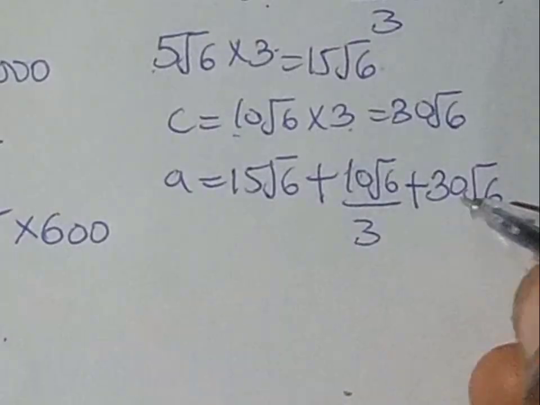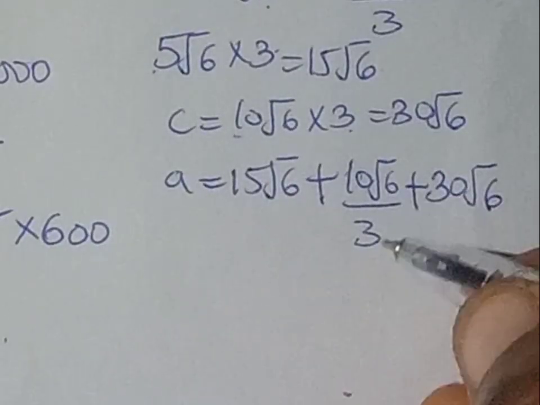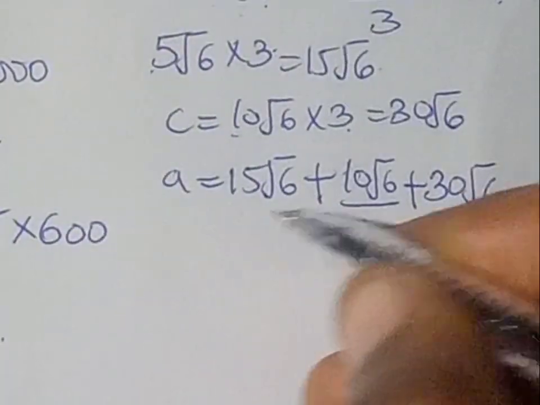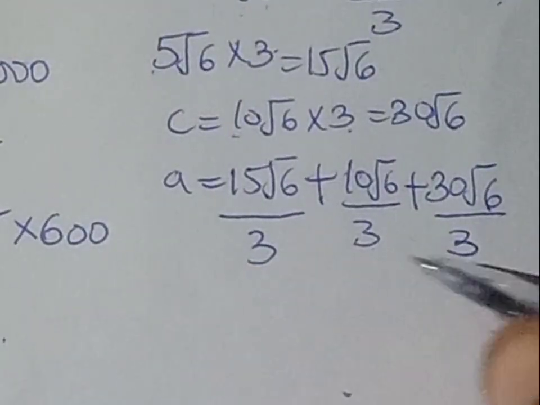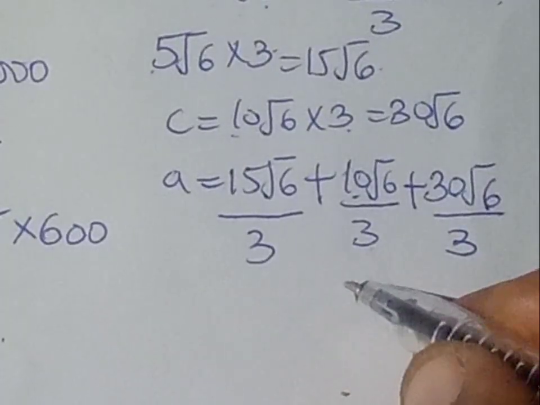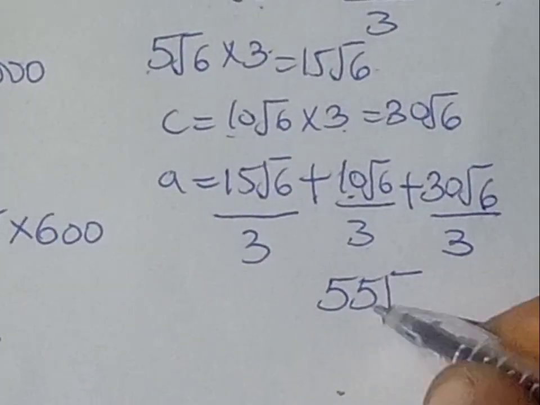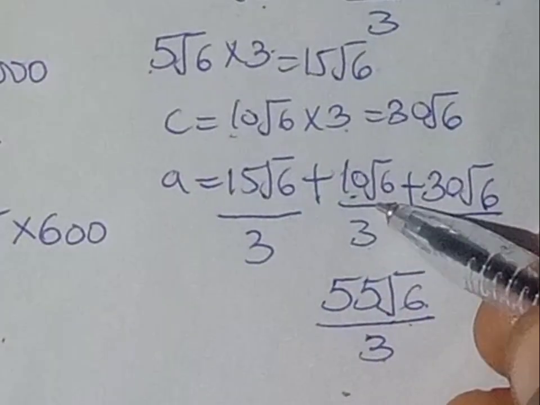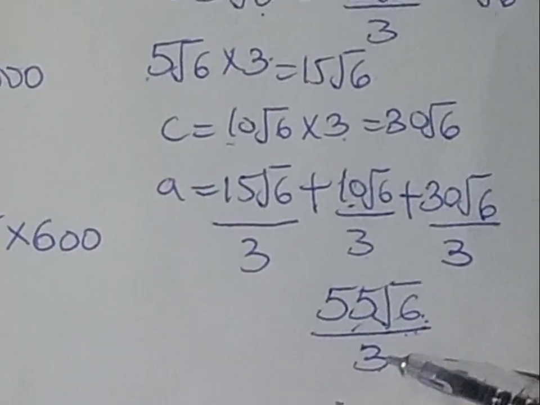Now let's divide the three of them by the denominator 3. Remember that B is already divided by 3, so we shall only be dividing A and C by 3. So let's divide them by 3. 15 plus 10, 25. 25 plus 30, 55. So we have it as what? 55 root 6 divided by 3. Our A plus B plus C will give us 55 root 6 divided by 3.